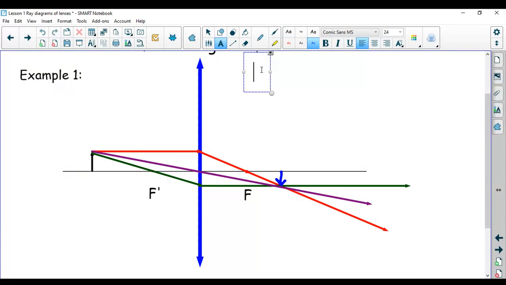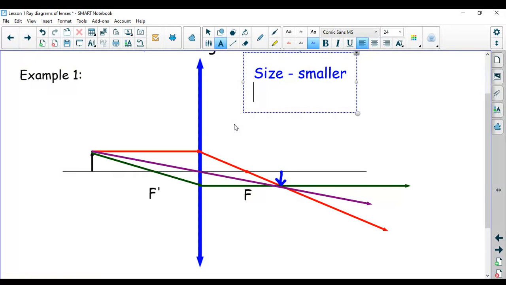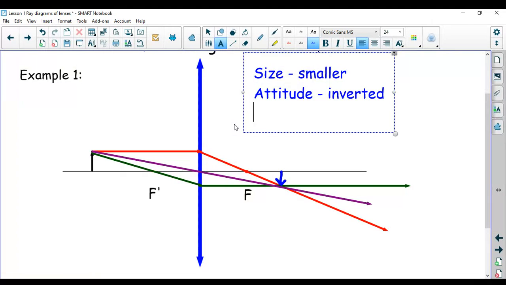Remember, my SALT, the first thing is the S, which is the size. So the size of this image, you'll notice this arrow is smaller than the original. So that's all I'm going to do, say it's smaller. Its image is smaller than the original, because if I did this with a real lens, it would look smaller than the original object. Attitude, remember the attitude, I have two choices. It's upright or inverted. And this is inverted because inverted means upside down. It's the scientific fancy way of saying upside down.